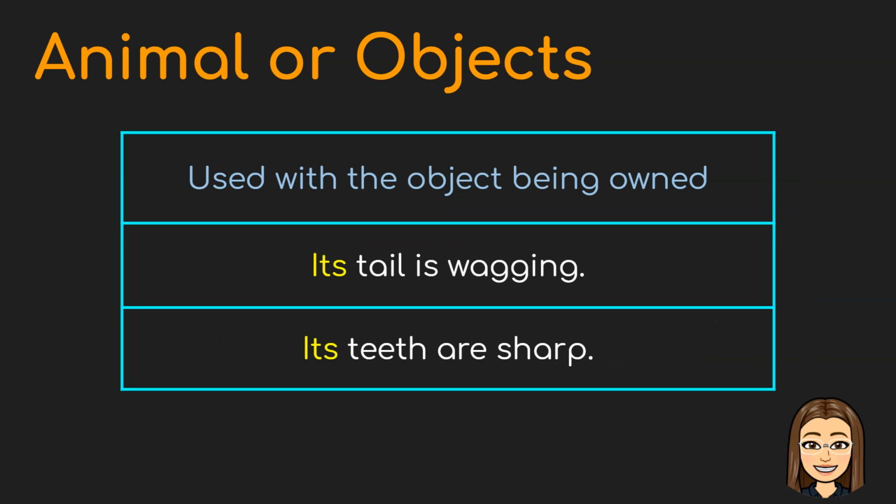Next, for animal or objects, we will use its. Remember, if we will use its in the possessive pronoun, there is no need for an apostrophe.